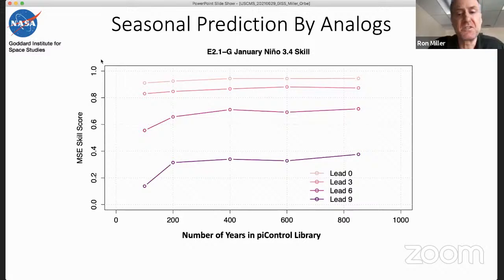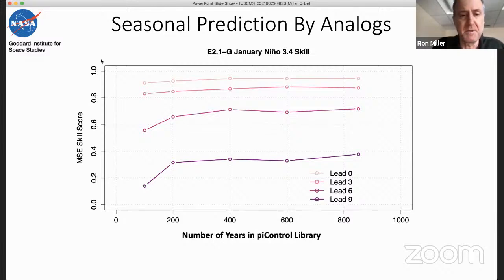Less than 200 years, though, at longer lead times like 6 or 9 months, there is a penalty, or you do have more of a challenge in finding good analogs. So this suggests, at least for model E2.1G, it's best to have at least 200 years of a PI control library from which to select analogs.